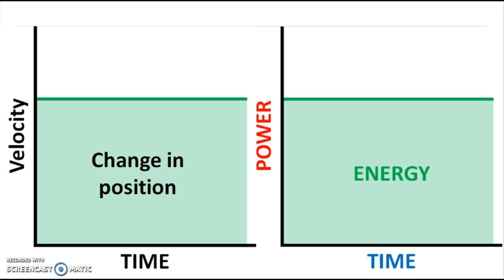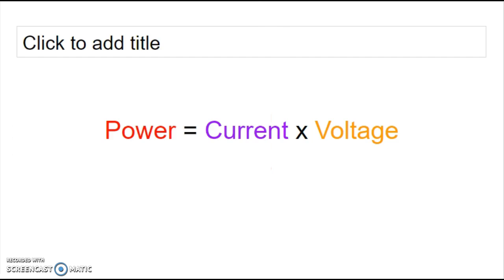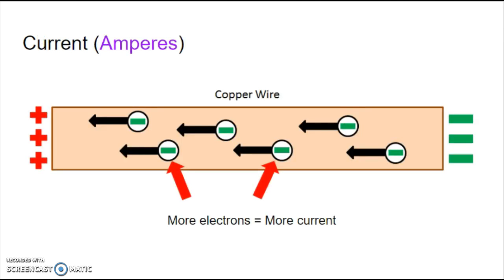All of these different appliances manipulate either the power or the time in order to have different energy outputs. Okay, let's look at our second equation that we looked at. Power is equal to current times voltage. With these, we are working with wires and electricity running through these wires.